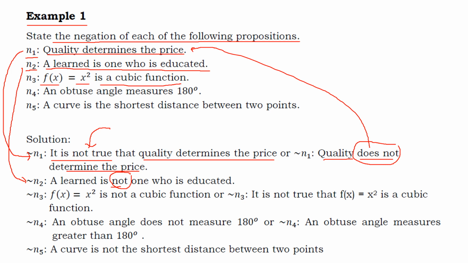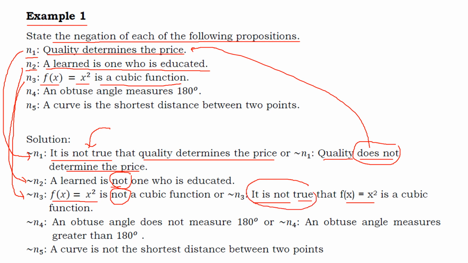We can convert this one as f of x is equal to x squared is not a cubic function. So we just simply put not here to oppose the original proposition under your N sub 3, and to convert this original proposition to its negation. Or we can rewrite this one by simply putting it is not true that f of x is equal to x squared is a cubic function. So we just simply put here it is not true. So it's the same meaning.